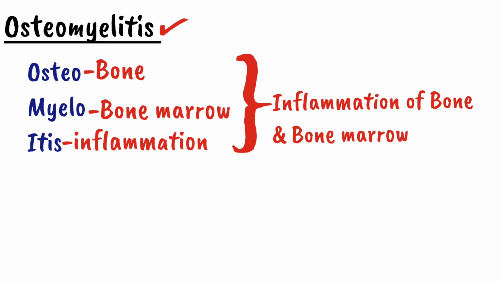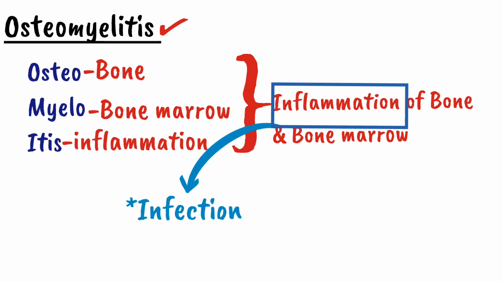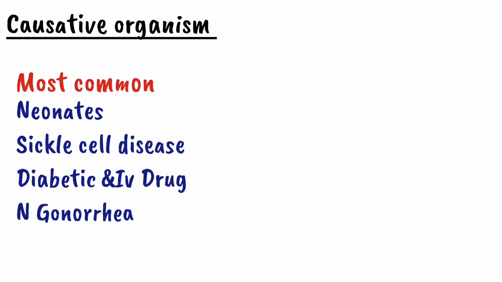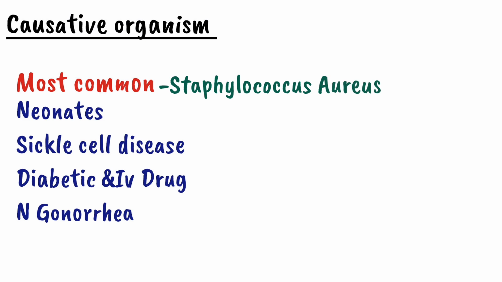But this inflammation is almost always due to an infection. So osteomyelitis is also called infection of bone and bone marrow. So what causes the infection of bone and bone marrow? There are a wide variety of organisms which cause osteomyelitis. The most common one is Staphylococcus aureus. About 80 to 90% of cases of osteomyelitis are caused by Staph aureus.